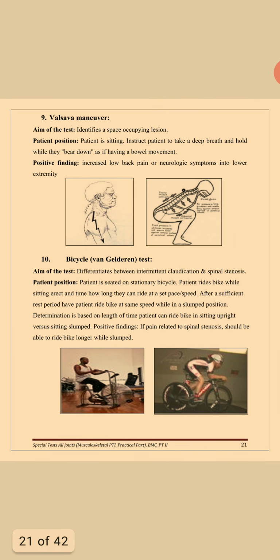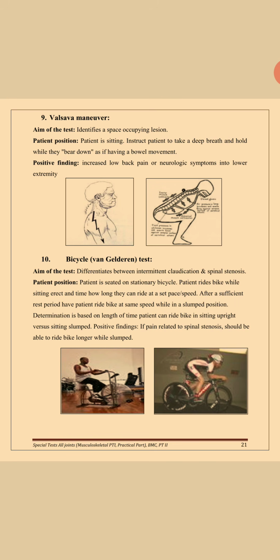Valsalva maneuver. Aim of the test: identifies a space occupying lesion. Patient position: patient is sitting. Instruct patient to take a deep breath and hold while they bear down, as if having a bowel movement. Positive finding: increased low back pain or neurologic symptom into lower extremity.